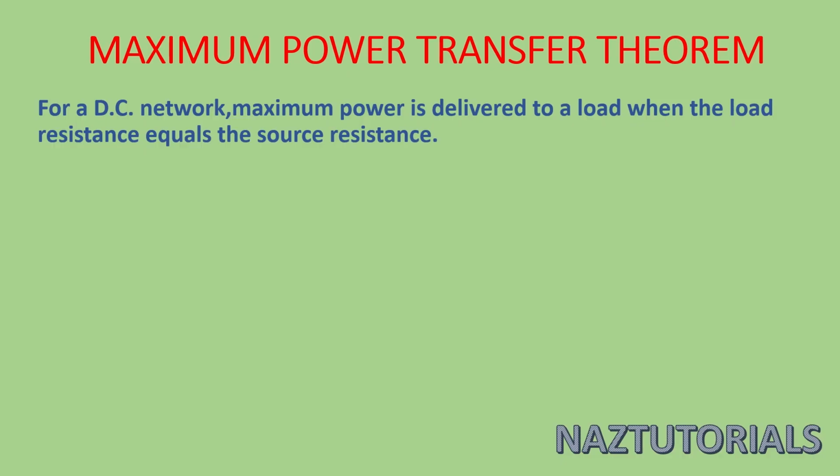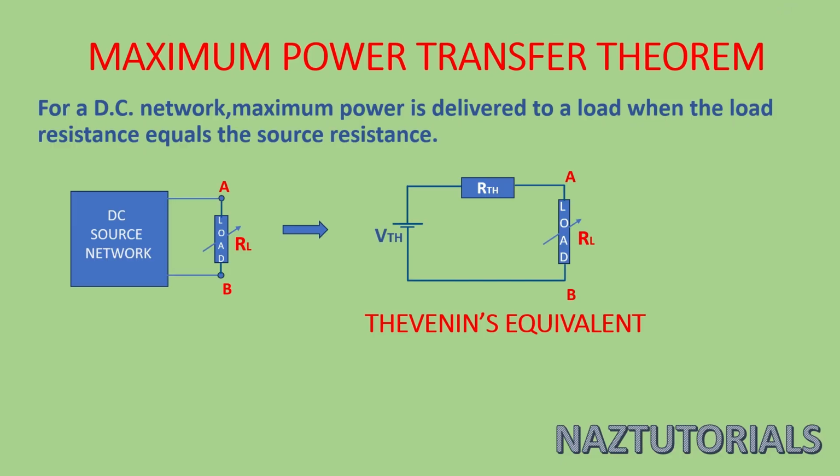The maximum power transfer theorem discussion is different for DC and AC networks. Here we discuss it for a DC network. For a DC network, it states that maximum power is delivered to a load when the load resistance is equal to the source resistance. It can be analyzed by a simple Thevenin's network.